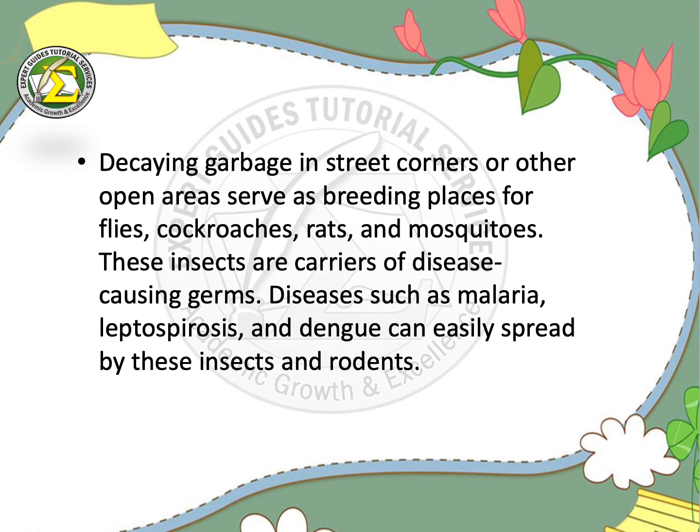Decaying garbage in street corners or other open areas serve as breeding places for flies, cockroaches, rats, and mosquitoes. These insects are carriers of disease-causing germs. Diseases such as malaria, leptospirosis, and dengue can easily spread by these insects and rodents.